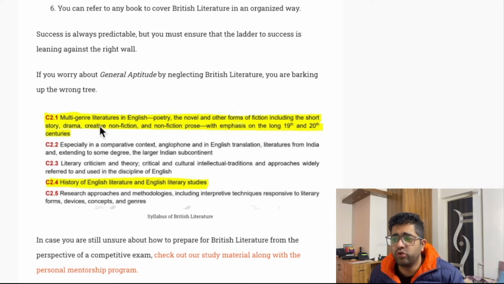So your competition is with those students. All right, let's get back to it. In these 5 units, 2 units generally depend on English literature. This is the syllabus of the GATE examination.